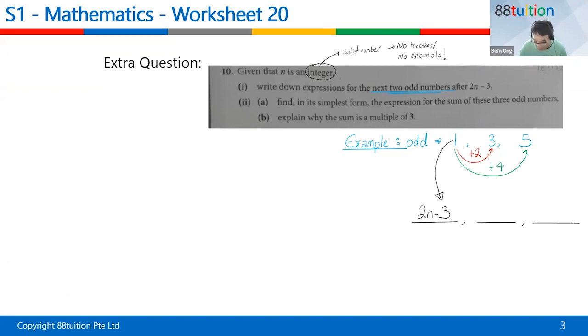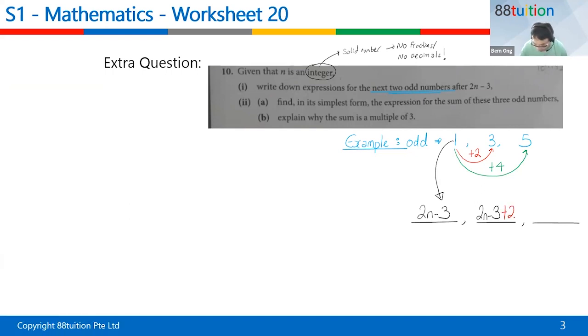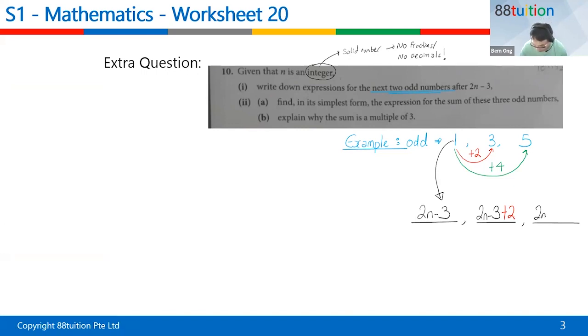Okay, now looking at my pattern, from 1, how do I get to 3? Plus 2, right? So down here, 2n minus 3, what must you do? You must plus 2. Look at the pattern, children. It's a pattern question. Now, from 1, how do you get to 5? It's the same thing. You take 2n minus 3 because it is the first number, plus 4. Can you see or not? Can you compare or not? Just do a comparison, children. And trust me, use your example to assist you.